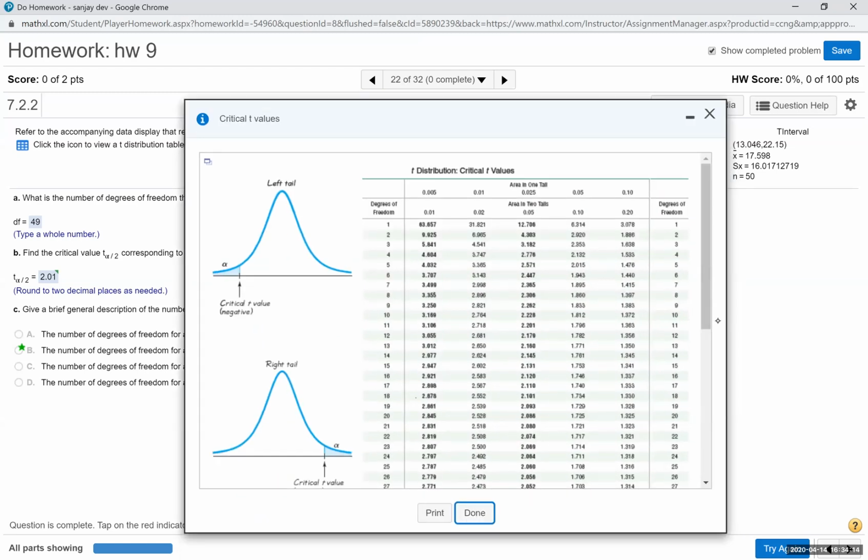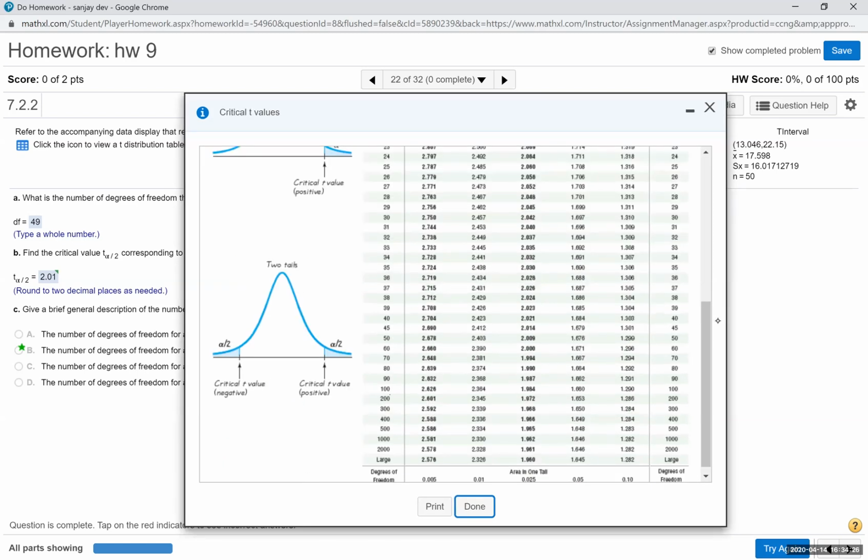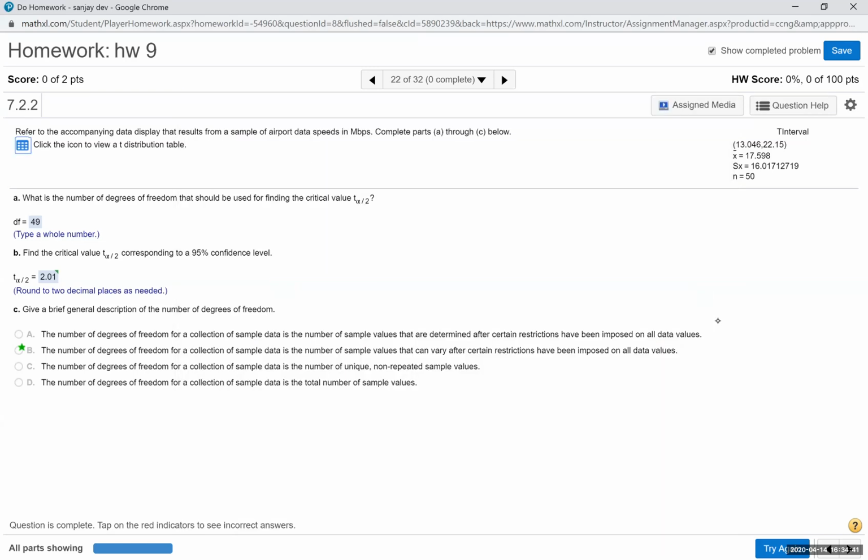So if you look at area in two tails, it's 5%, that's 0.05. So that's the third column, okay? Degree of freedom is 49. So here's the degree of freedom. You go all the way to the bottom, and degree of freedom goes 40, 45, and 50. It jumps to 50. So there's no 49, but 49 is pretty darn close to 50. So you look at the third column, and that says 2.009. So that's really 2.01. So that's how they got 2.01.